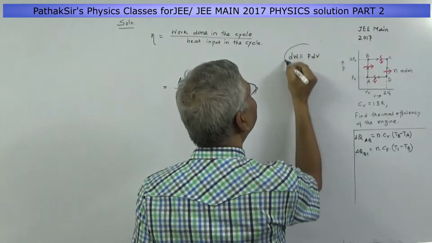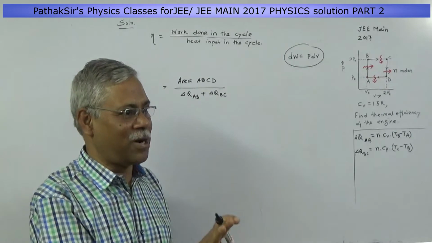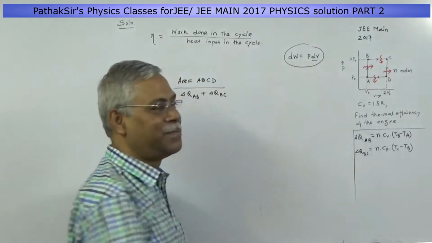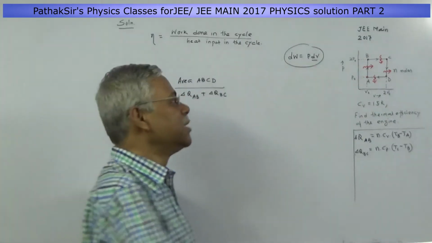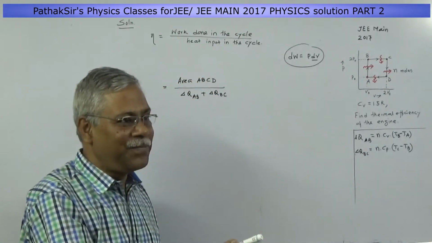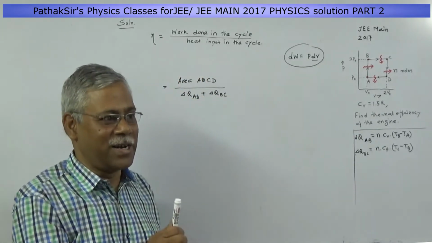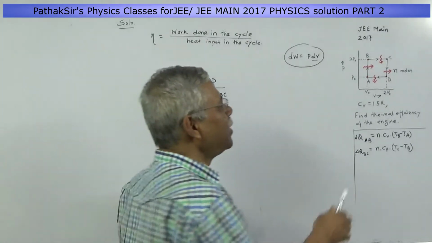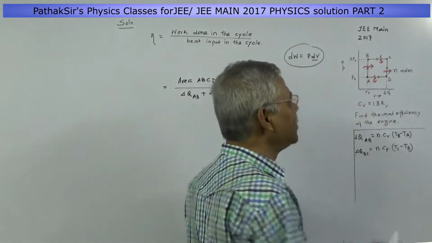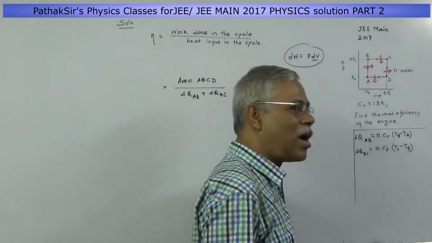Because you know the expression for dW equal to PdV. In physics, it is very simple to know whether positive work is done or negative work is done. Just consider the formula. The possible source of negative sign is dV. dV is final volume minus initial volume. If final volume is greater than initial volume, work done is positive. If final volume is less than initial volume, work done is negative. Okay, so it is very simple. In AB, work done is 0. BC, volume has increased, work done is positive. DA, work done is negative.